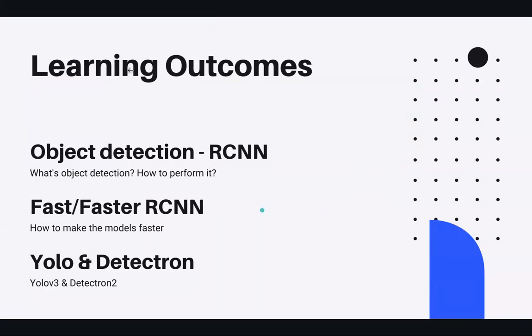So for today's lecture, we're going to speak about things like object detection using R-CNN. This is the basic model for object detection, something that we will actually construct from scratch together. We are going to build it together from scratch. And then we will speak about Fast R-CNN and Faster R-CNN, which are improvements over the R-CNN architecture. And then we'll speak about the YOLO architecture.